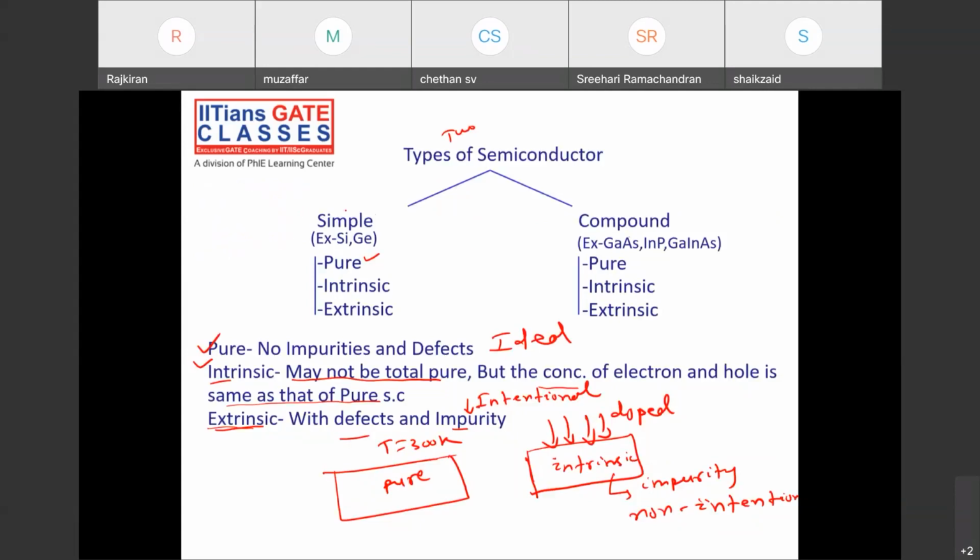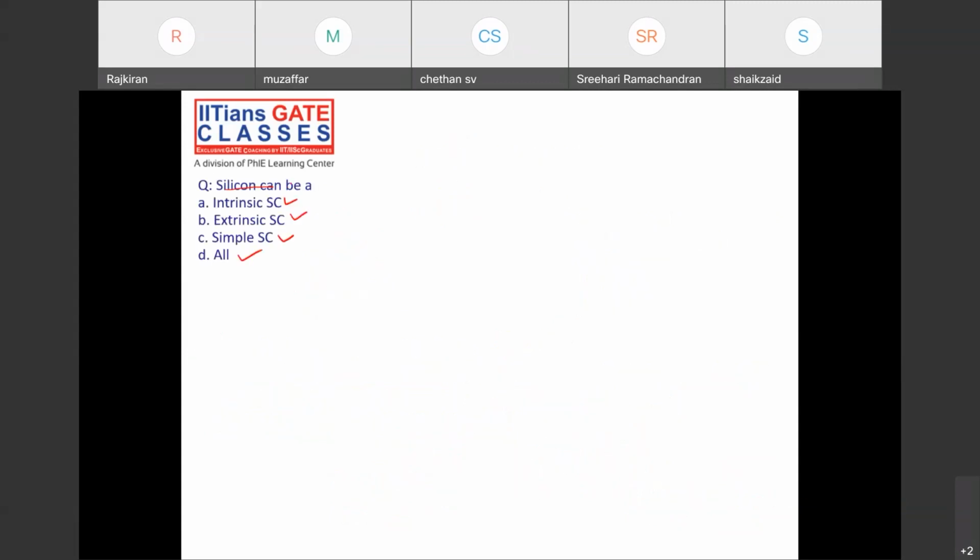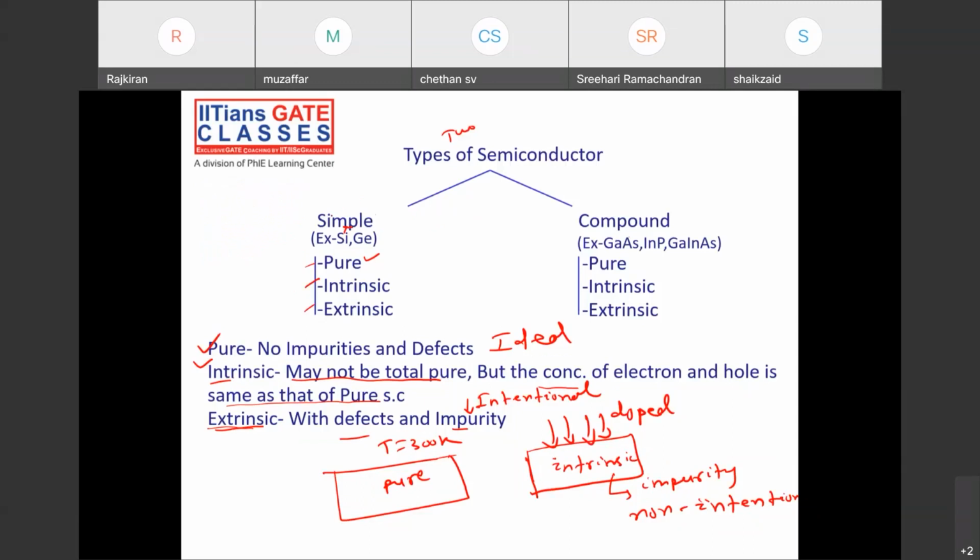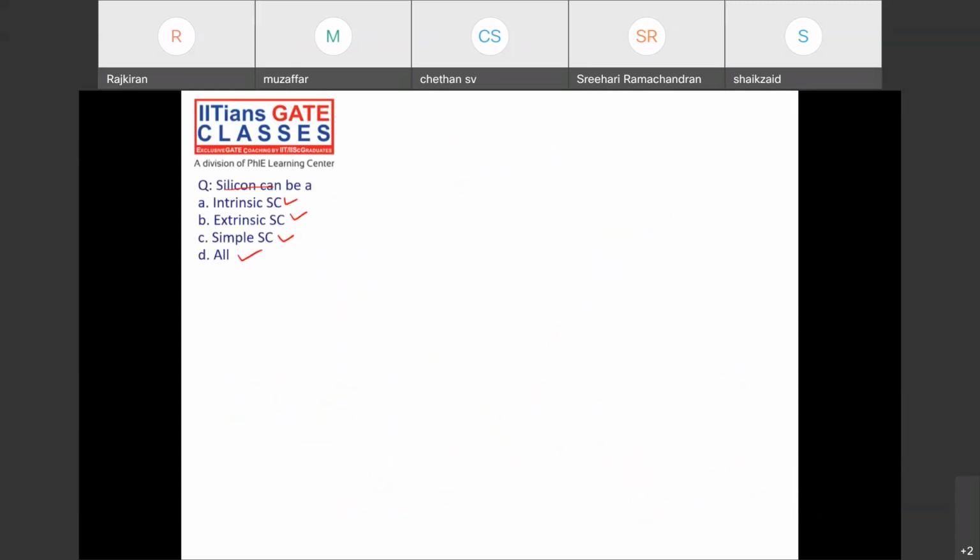You see, silicon can be simple. Also, it can be pure, intrinsic, or extrinsic. If I dope silicon, it will become extrinsic. Right or not? So this question looks confusing if you do not understand this concept. My thing is, guys, first understand the things very clearly. Then answering in the exam will be very easy. If you understand things properly, you can easily answer the question in the exam.